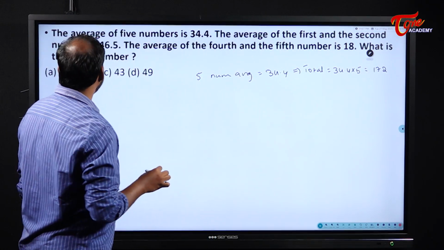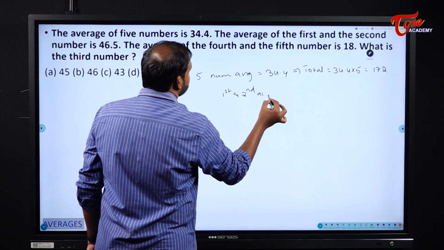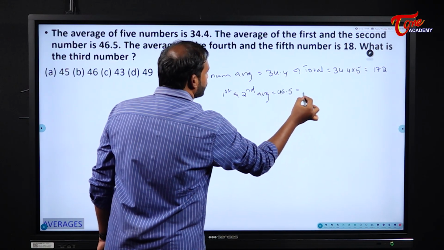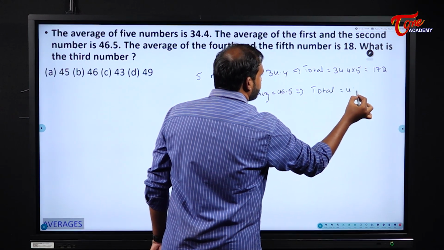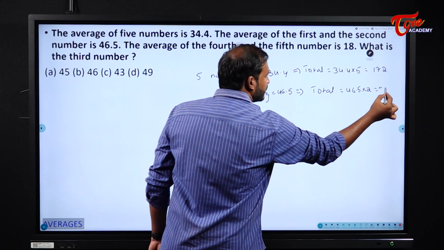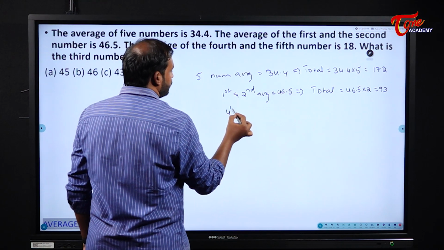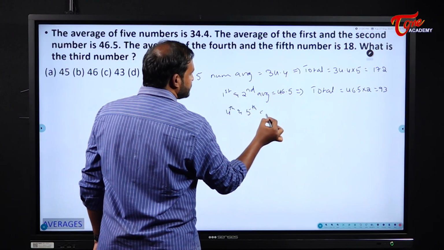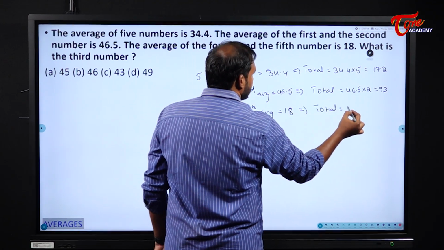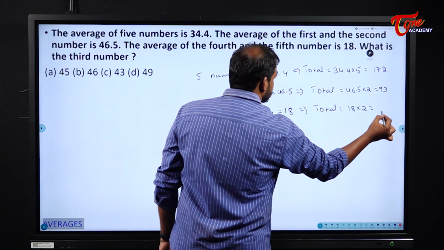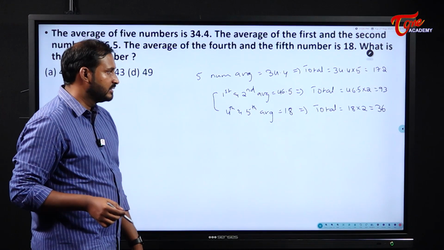Next, the average of the first and second numbers is 46.5. The total for these two will be 46.5 into 2, which is 93. Next, the average of the fourth and the fifth numbers is 18. So the total of the fourth and fifth is 18 into 2, that is 36. These are first and second sum, and these are fourth and fifth total. What is the third number?